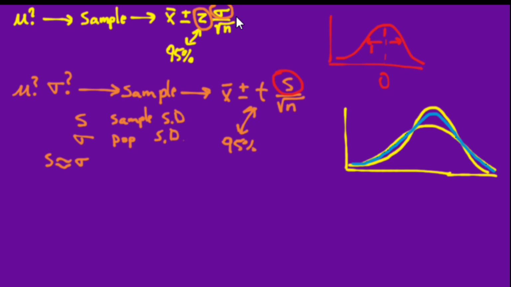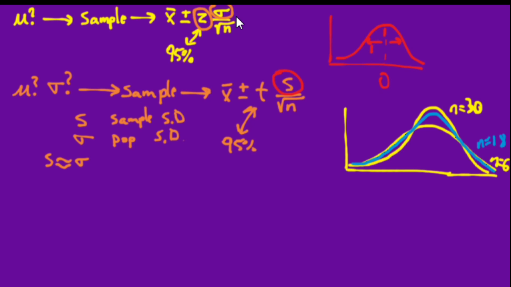So for instance, this blue one might be n equals 18. And maybe this top one is n equals 30. And the fatter one would be a lower sample size, maybe n equals 6. I'm just making those numbers up, but the point here is that with a lower sample size, we have a fatter distribution.